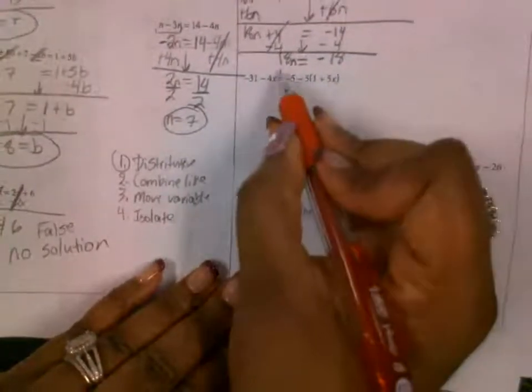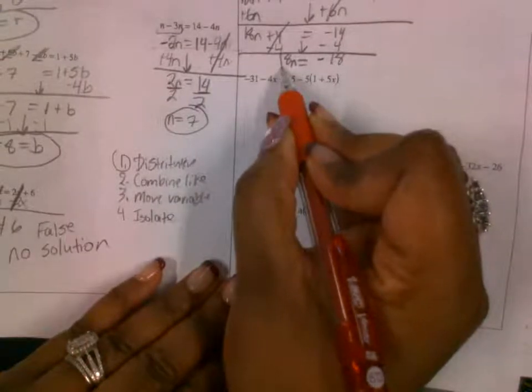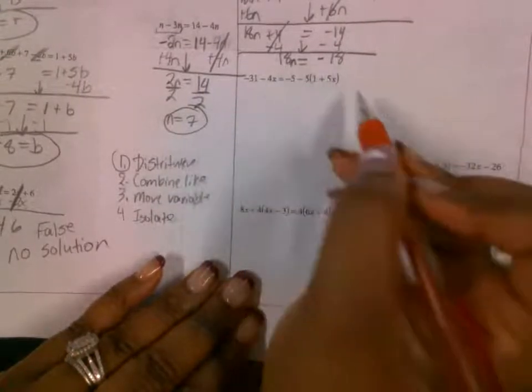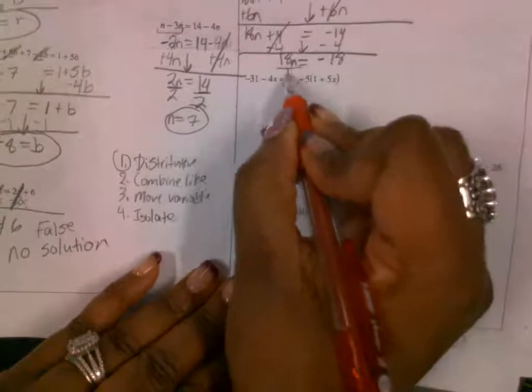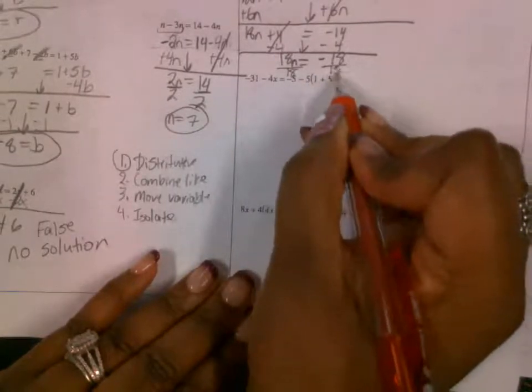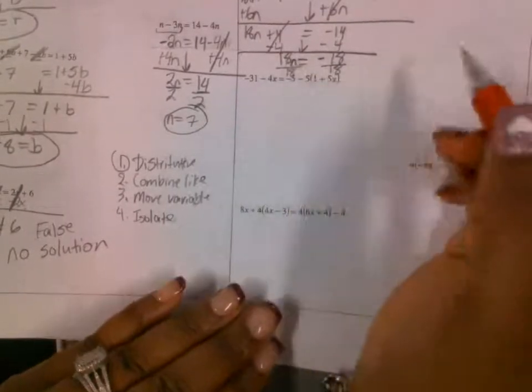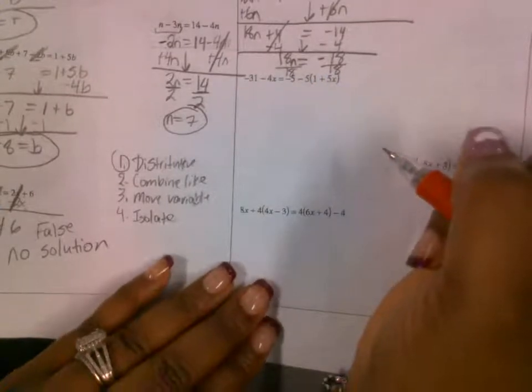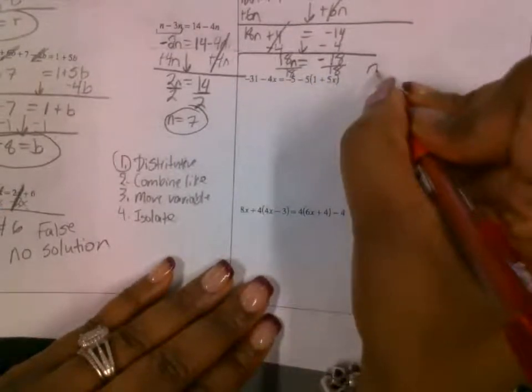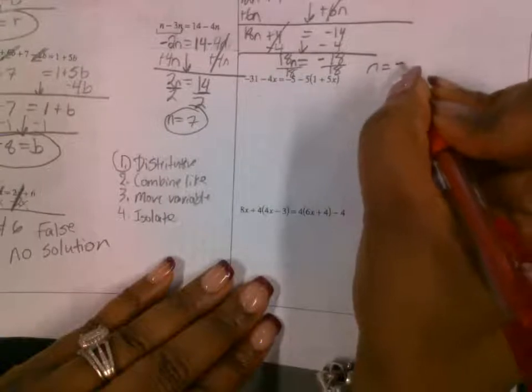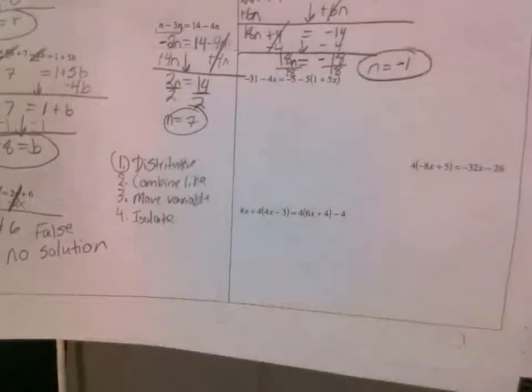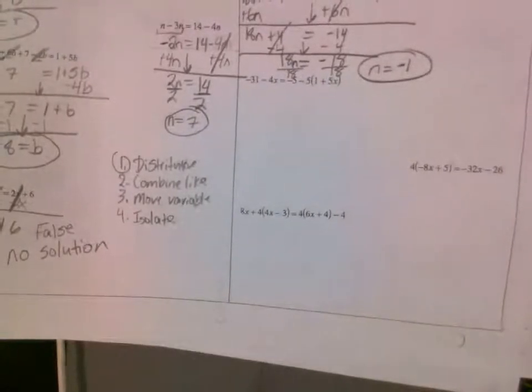So now we got to get rid of this 18. How do you get rid of the 18 that's attached by multiplication? Divide both sides by 18. So what's 18n divided by 18? 1. So this is going to give me n is equal to a what? Negative 1. Okay. All right. Any other questions?